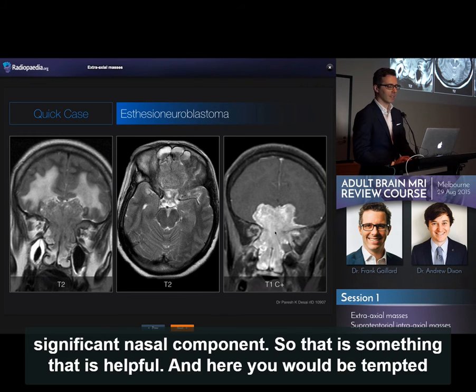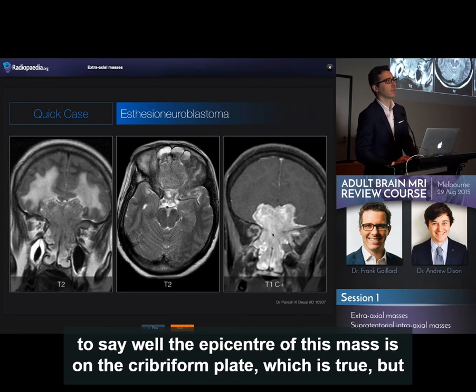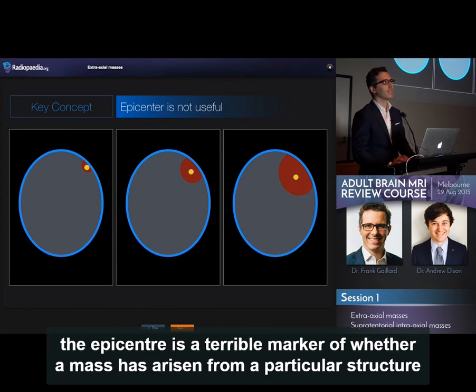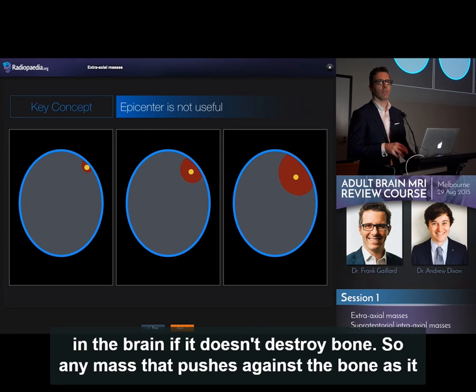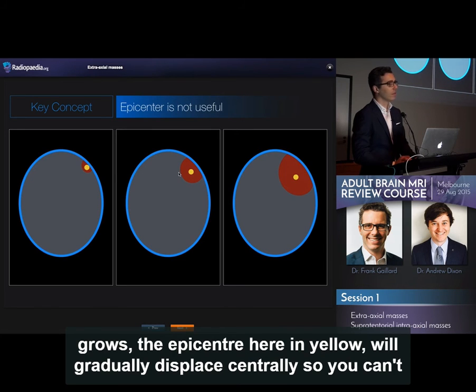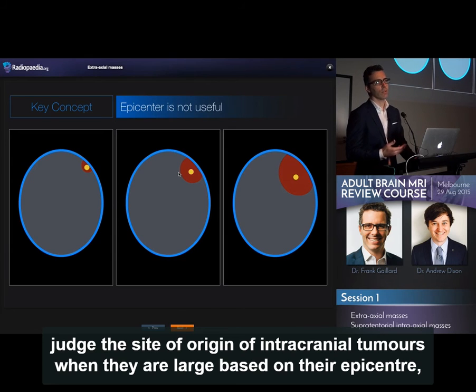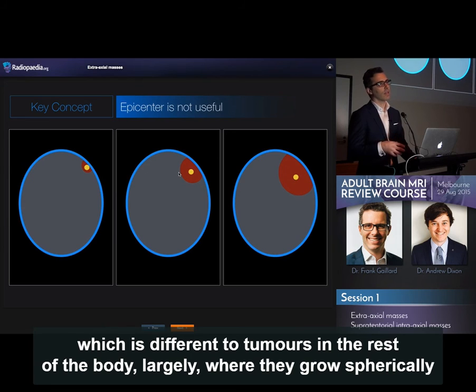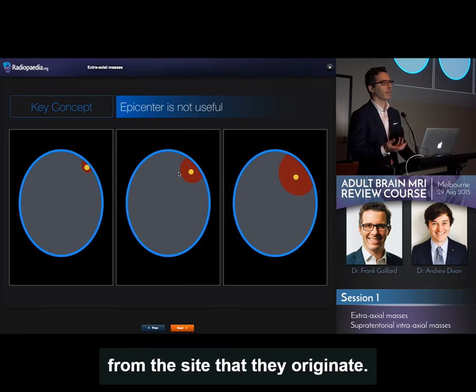And here you'd be tempted to say, well, the epicentre of this mass is on the cribriform plate, which is true, but the epicentre is a terrible marker of whether a mass has arisen from a particular structure in the brain if it doesn't destroy bone. So any mass that pushes against the bone, as it grows, the epicentre here in yellow will gradually displace centrally. So you can't judge the site of origin of intracranial tumours when they're large based on their epicentre, which is different to tumours in the rest of the body largely, where they grow spherically from the site that they originate.